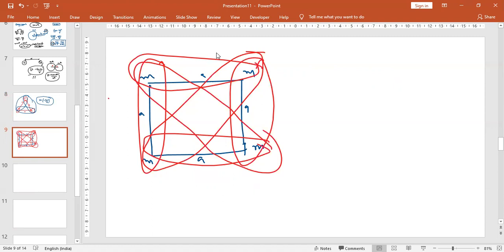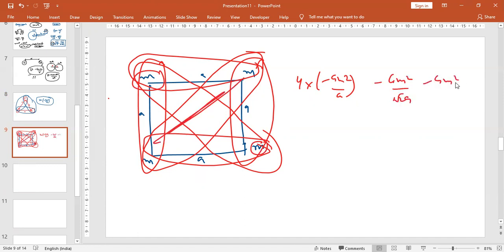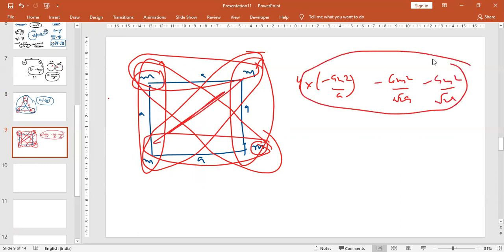Doubt, or is it clear? Clear, sir. Because in this case, the four pairs will have the same energy, 4 into minus G m square by a. But the two pairs will have different energy. Like this mass m, this will have minus G m square upon root 2 a. And these two also have minus G m square upon root 2 a. So this will be the total potential energy stored in the system.